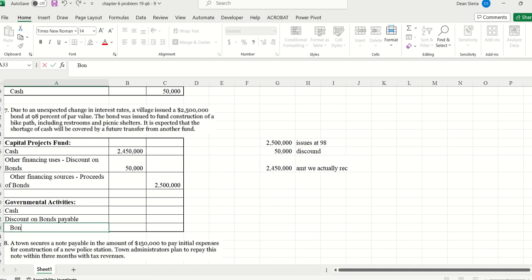And bonds payable. Okay. Now remember, the bonds payable portion is always going to be what we owe. So we issued $2.5 million worth of bonds. So we're always going to owe that amount. We actually received 2,450,000, and we got less than we owe, which means it's a discount.